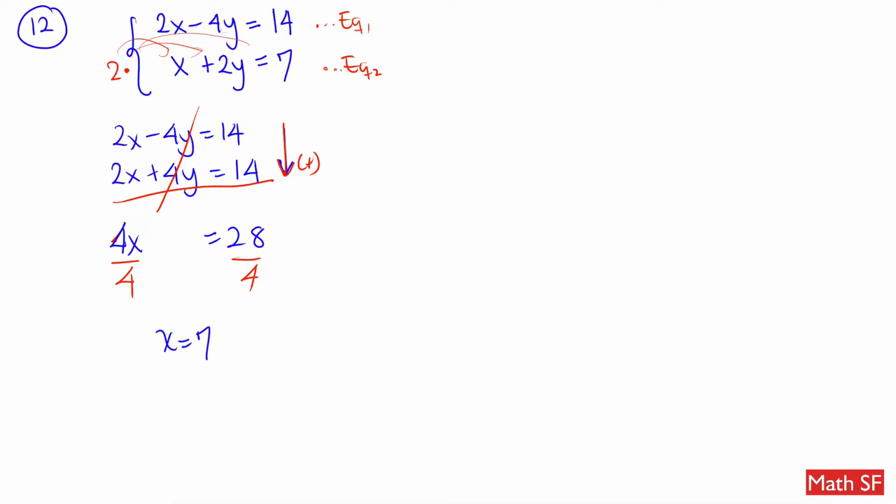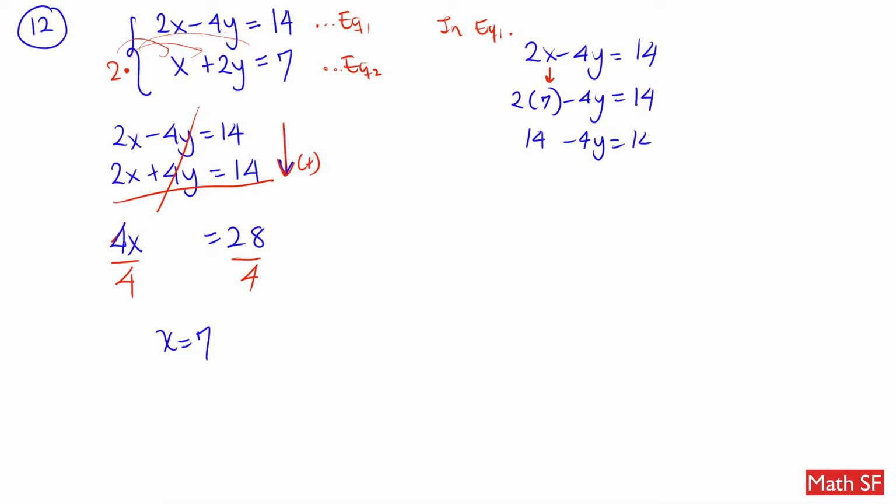But this is a system of equation. Then we also need to look for y. Which equation am I going to use? You actually get to use any equation. So let's just use the first one. So I'm going to write here in equation 1, 2x minus 4y equals to 14. The value that you just found for x, you're going to substitute it here. So you're going to get 2 times 7 minus 4y equals to 14. Then 2 times 7 is 14, minus 4y equals to 14. Minus 14, minus 14, you're going to get negative 4y equals to 0. Divided by negative 4, divided by negative 4, therefore y equals to 0.